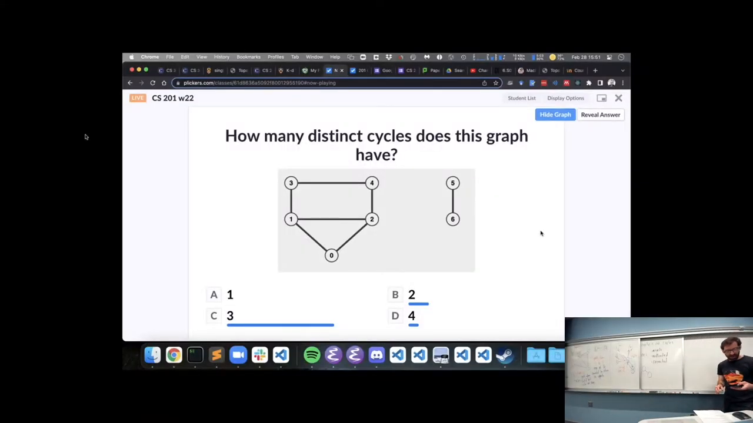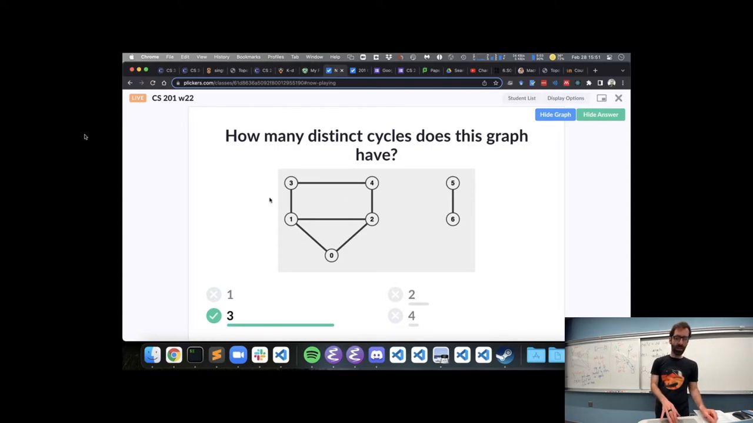Most people are thinking 3. That's indeed correct. We have the square, we have the triangle, and then we have the house upside down with all 5 together. Aiden: So, like, if 5 and 6 would have been directed, so that would have been a cycle, right?